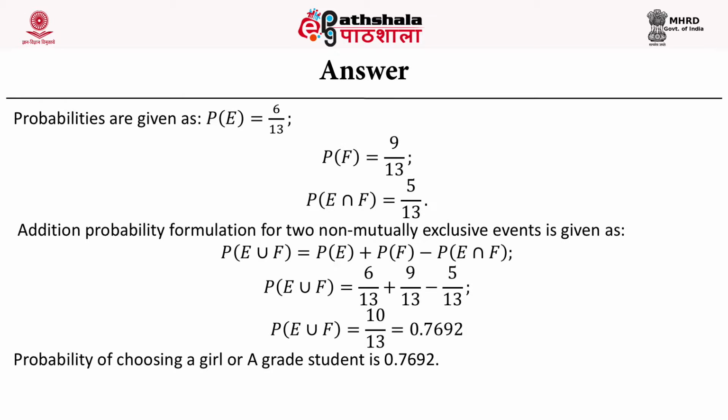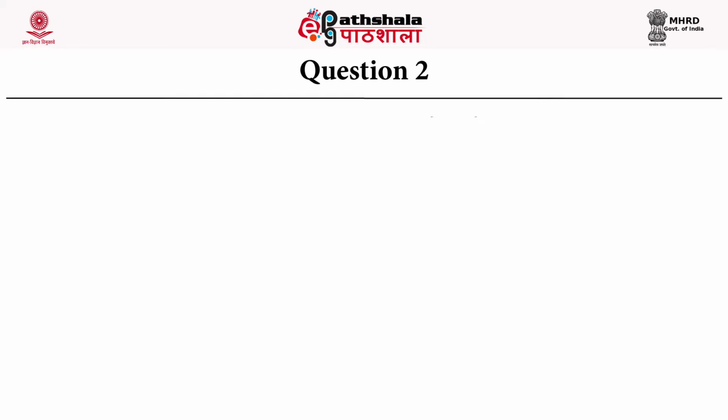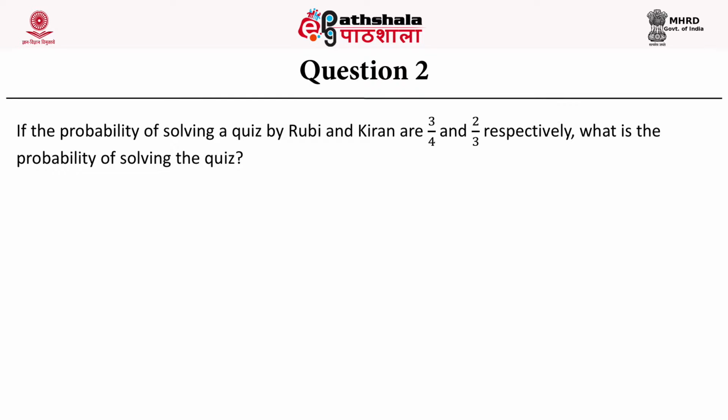So after putting the values of these events in this formula, we will get the answer 0.7692. So the probability of choosing a girl or an A grade student is 76.92%. That means we are 76% sure that when we select a person, a girl or an A grade student is chosen.